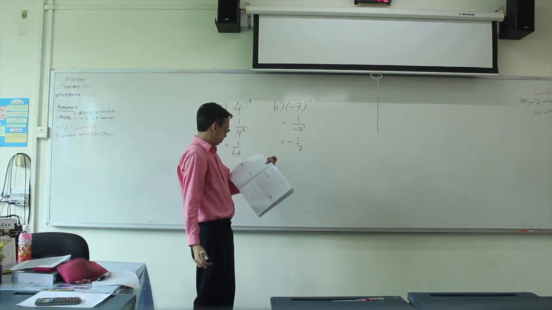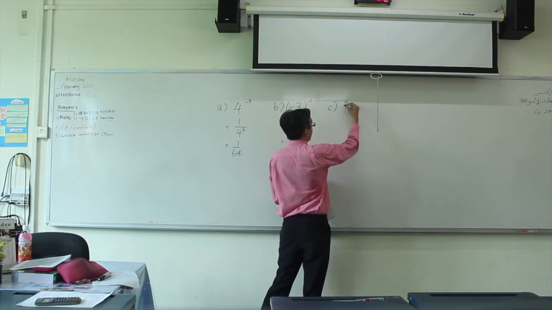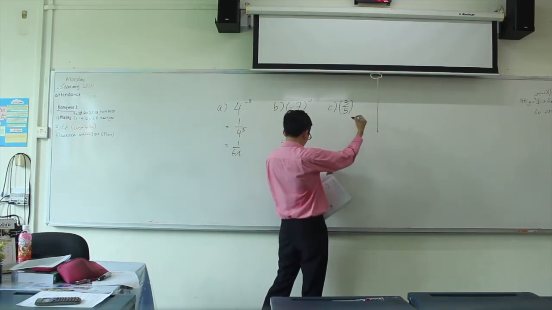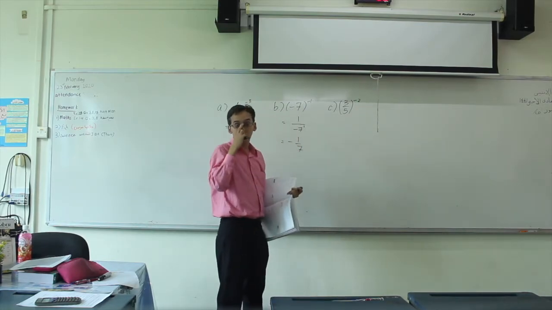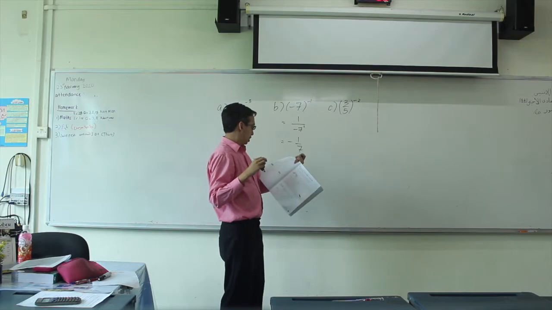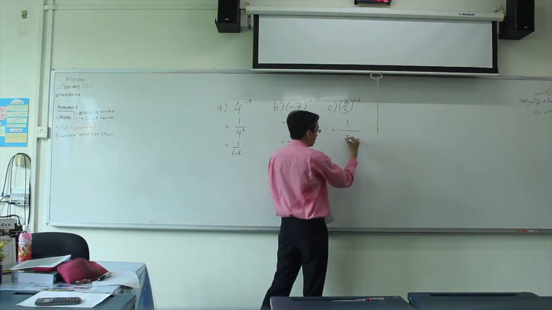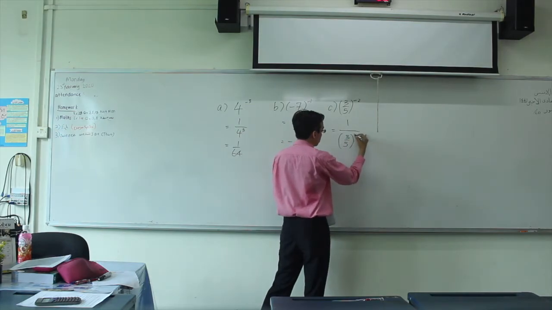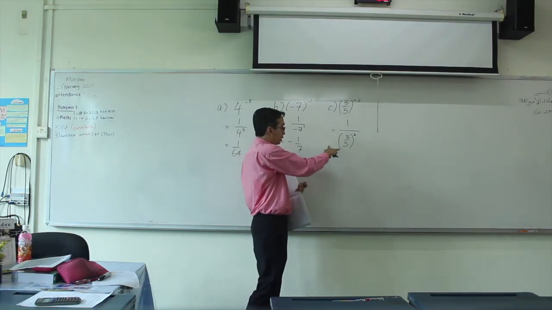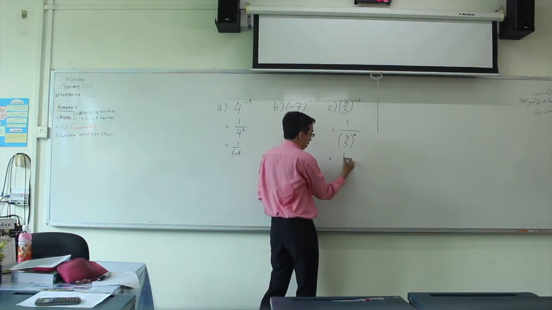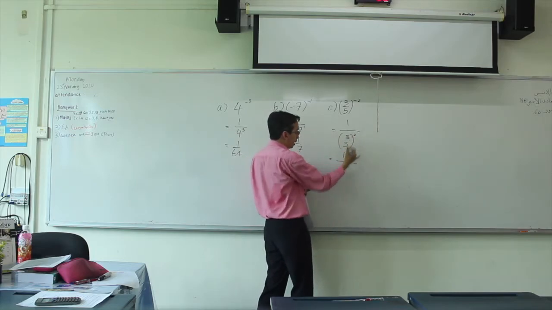Let's do the last one, 3 over 5 to the power of negative 2. For this part, it's 1 over 3 over 5 squared. When we get rid of the negative sign, it becomes 1 over. We do this first: 1 over, and we have to square each individual number. So 3 squared becomes 9.